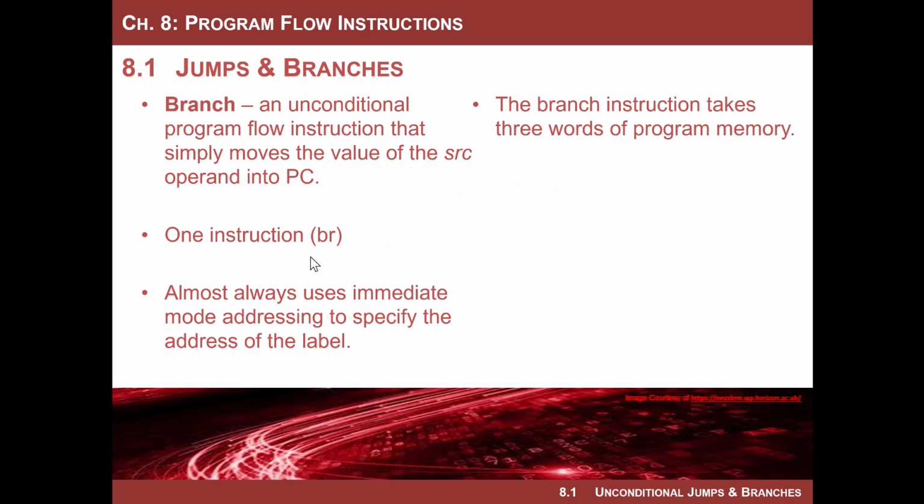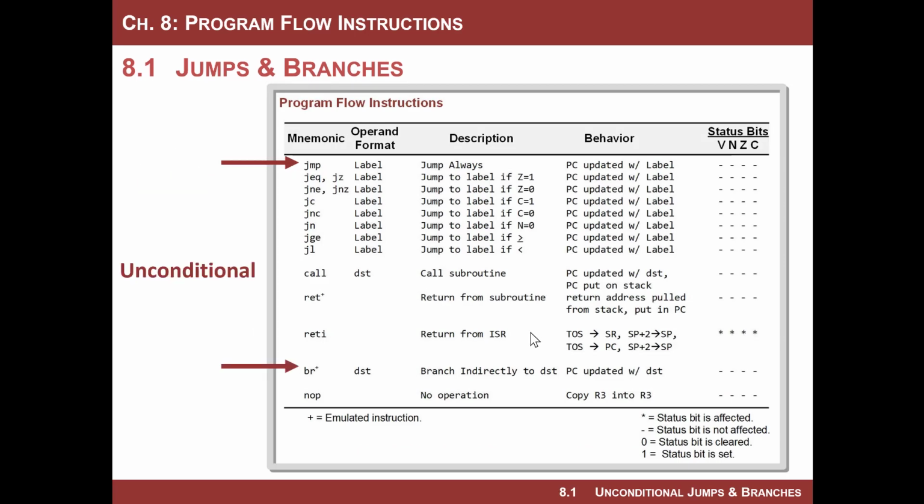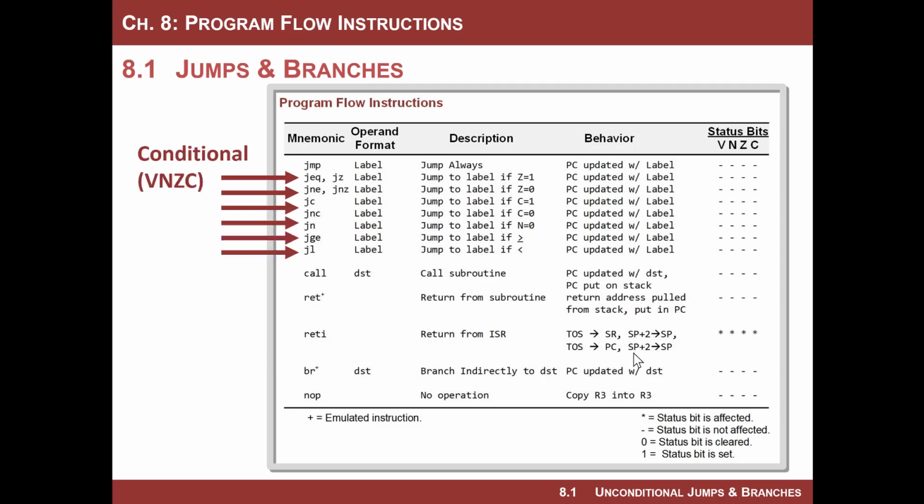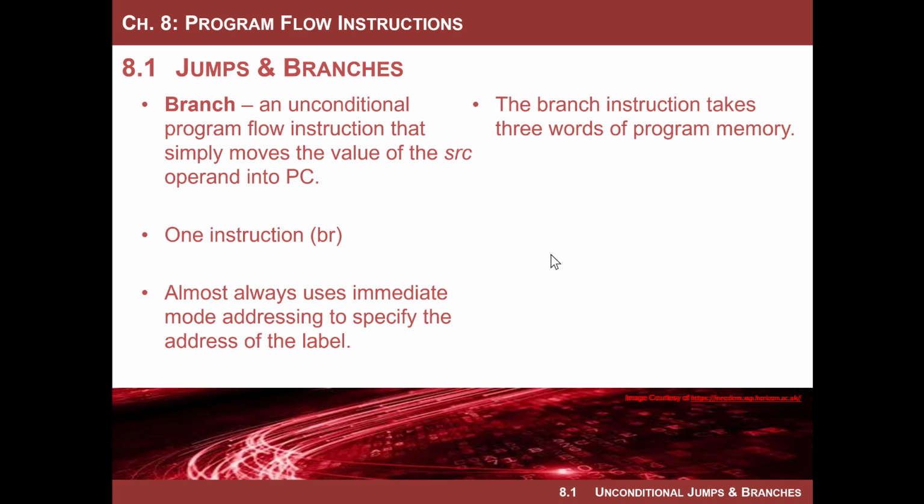The instruction for it is BR. Whenever you use this, you almost always use immediate mode addressing to provide the address. So whatever the label is, put a pound sign in before it, and you're off and running. This branch instruction actually takes 3 words of program memory, so it's the most time-consuming instruction. It is actually an emulated instruction. If you look at the opcode that is actually implemented for the branch, it's simply a move instruction, and you use immediate addressing. So it's pretty simple, but it also does take a little bit more memory.